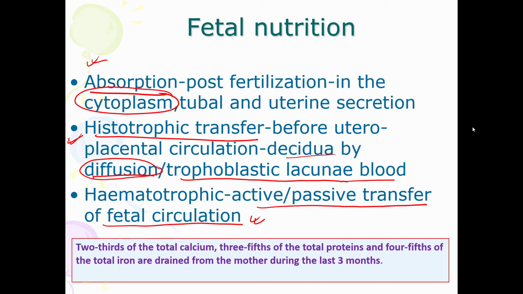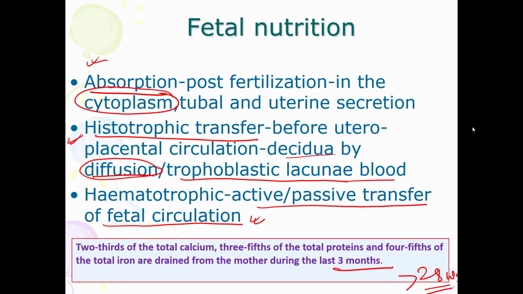So basically oxygen diffuses passively, but certain things get active transfer. So remember, almost two-thirds of the total calcium, and 3/5 of the total protein, and almost 4/5 of the total iron are drained from the mother during the last 3 months. So that's why the last 3 months, from 28 weeks, beyond 28 weeks, is very, very important.